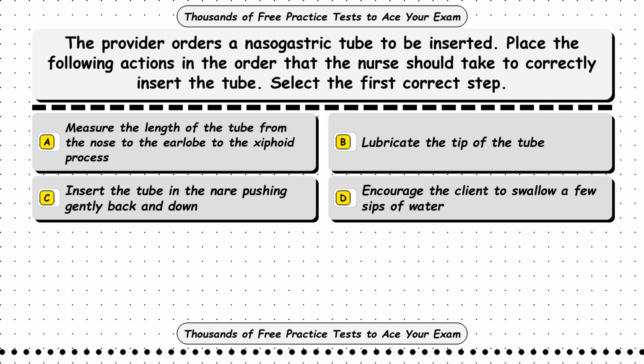Question 33. The provider orders a nasogastric tube to be inserted. Place the following actions in the order that the nurse should take to correctly insert the tube. Select the first correct step. Option A. Measure the length of the tube from the nose to the earlobe to the xiphoid process. Option B. Lubricate the tip of the tube. Option C. Insert the tube in the naris, pushing gently back and down. Option D. Encourage the client to swallow a few sips of water.